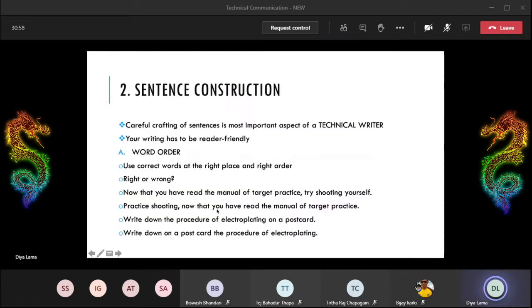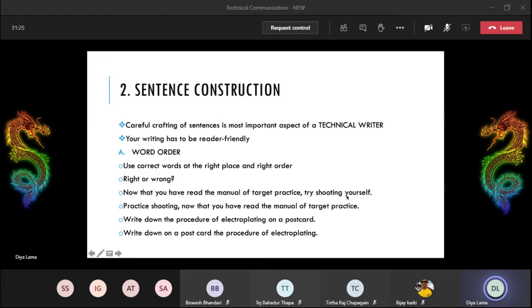So that's why, with your sentences, you have to always make sure you use the words in the correct way. The first was word order: use correct words in the right place and right order. Whatever word you're using has to be in the correct order, otherwise it gives a different meaning to the sentence.